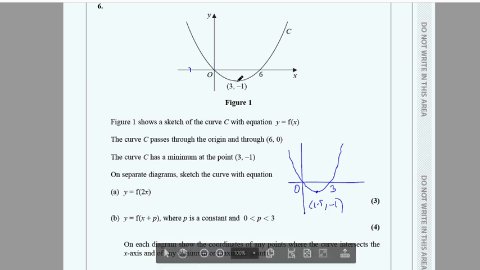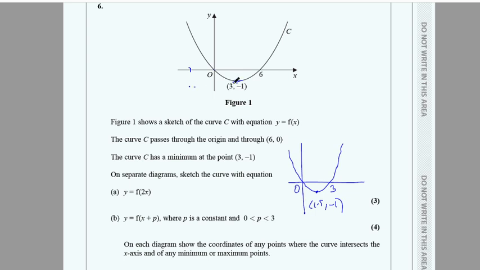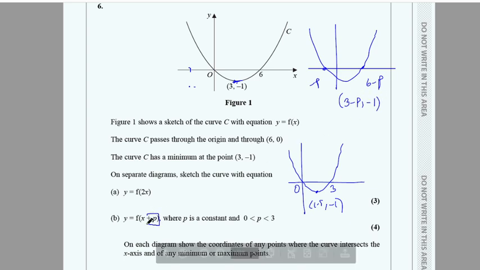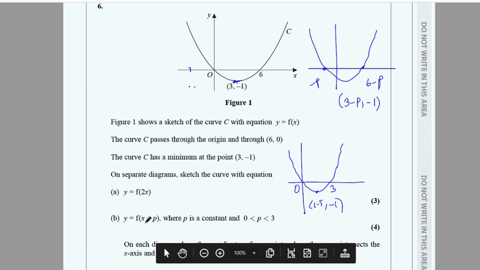So the main idea is the minimum point will not cross the y-axis. It will still stay at the right side of the y-axis. So you just shift the graph, but the minimum point will still be at the right side of the y-axis. So 6 will be 6 minus p, this will be 3 minus p, as in you need to deduct this value, because whatever they give you for x, you just need to do the opposite thing.